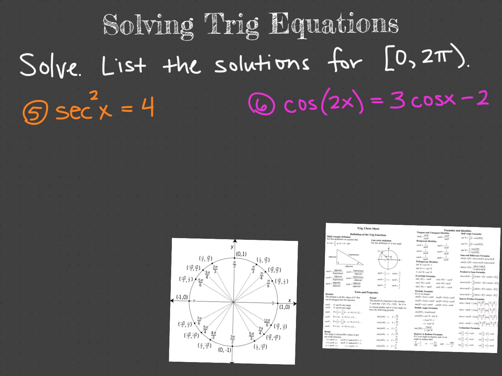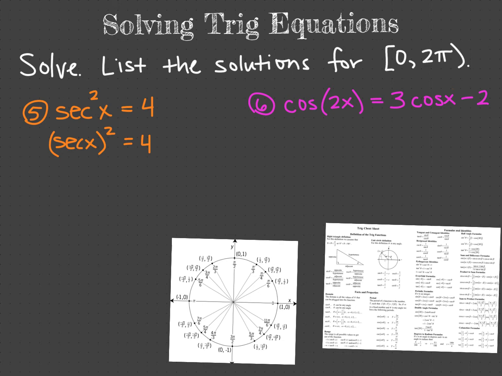In number 5, we have the secant squared of x equals 4. Well, we can rewrite this as the secant of x quantity squared equals 4. These two are equivalent ways of writing it. It's just the way math is notated for trigonometry. We do not write it as the secant of x squared. X is not being squared. The secant of x is being squared. So that's the difference.